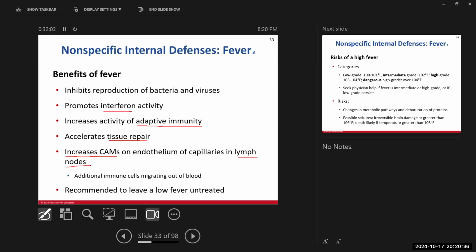I'm trying to think. The highest temperature I've ever had is 104. Has anyone had one higher than that? 105? You gonna one-up me? What a one-upper over here.